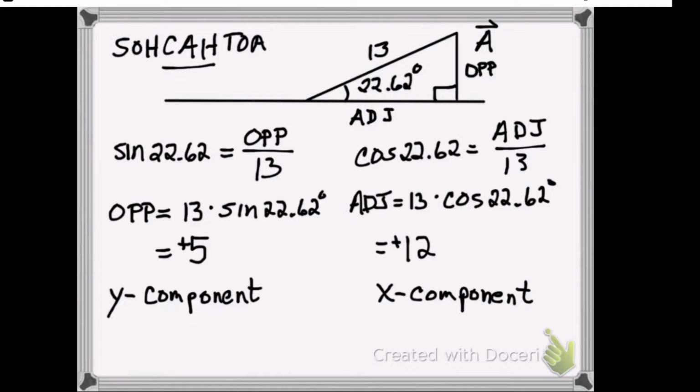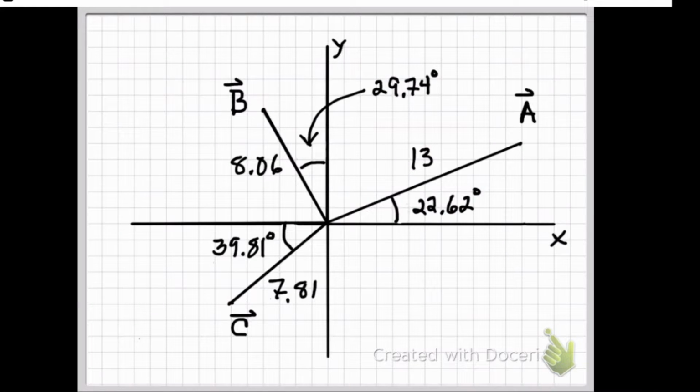Okay, let's go back and look at our diagram again. The next vector that we're going to look at is vector B, and it has a magnitude of 8.06, and it makes an angle of 29.74 degrees, but this angle is made with the positive y-axis. So let's go over here. We'll make an axis that looks kind of like the positive y-axis, like that. Actually, I want to make it a little bit farther down. There we go. Kind of looks like that.